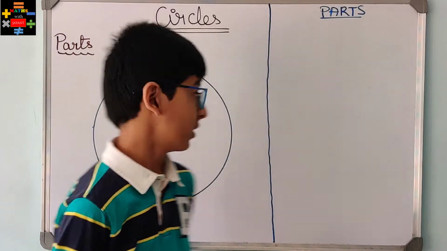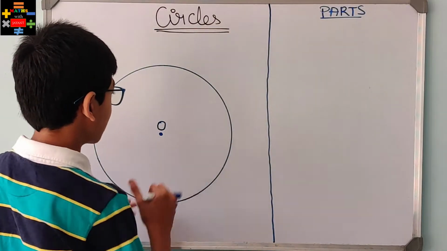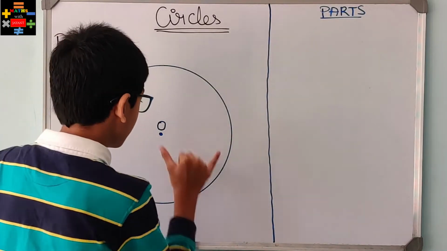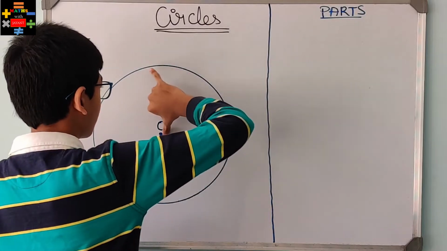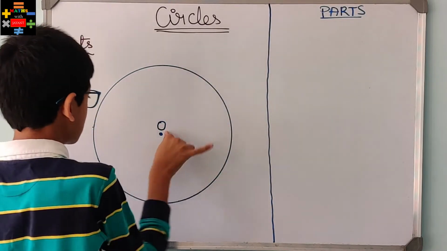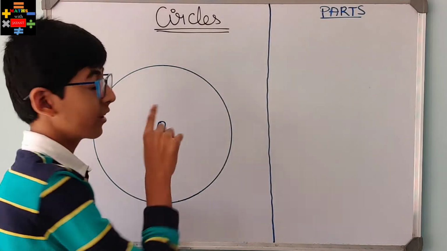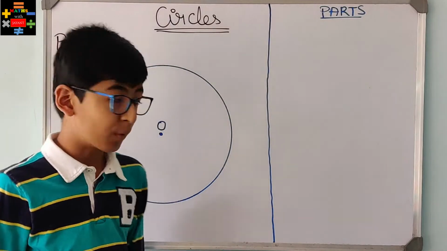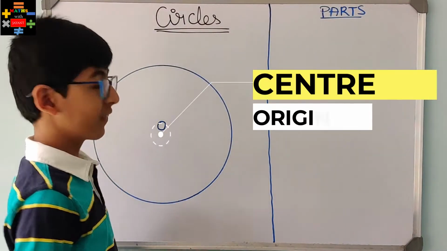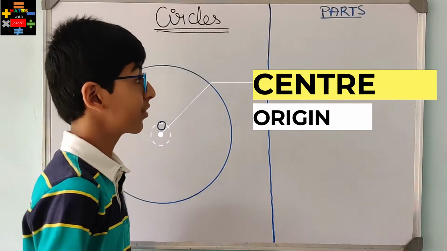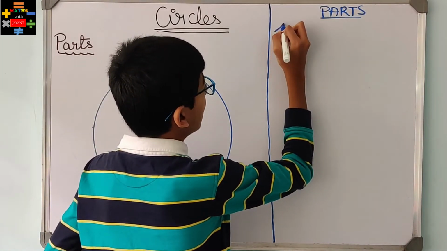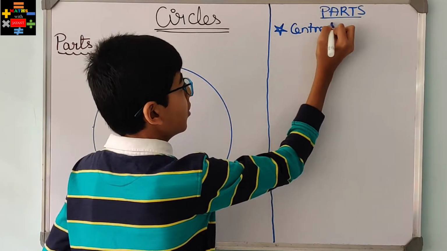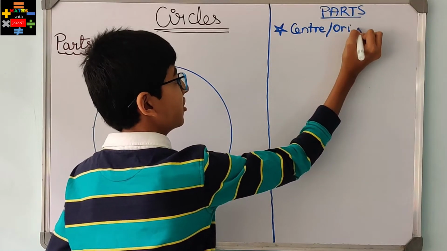So, first of all, look at this point. Due to this point only our circle was made. This was the origin of the circle, right? Because this is the point from which all points on the circumference of the circle are equidistant. This is our main point. We name this point the center or the origin of the circle. So, our first part is center, or we also call it origin.